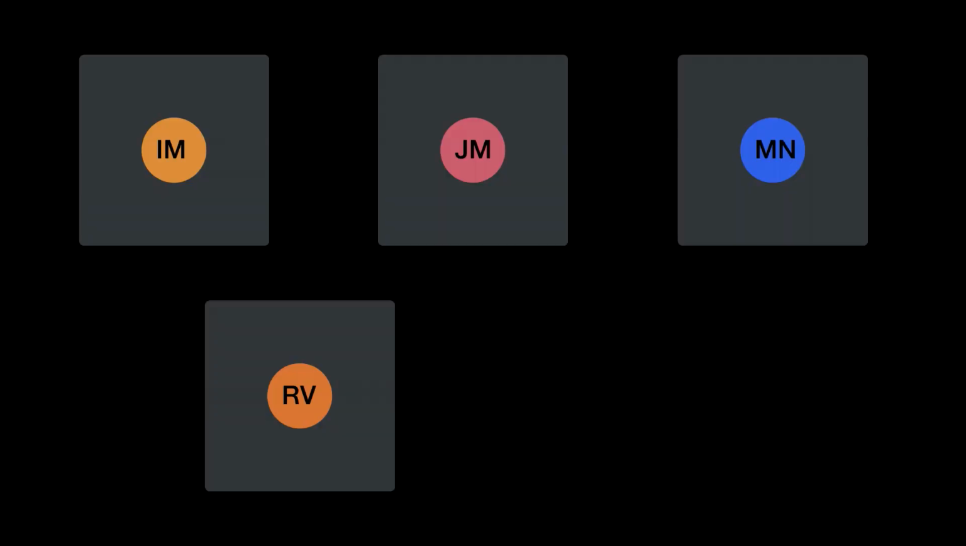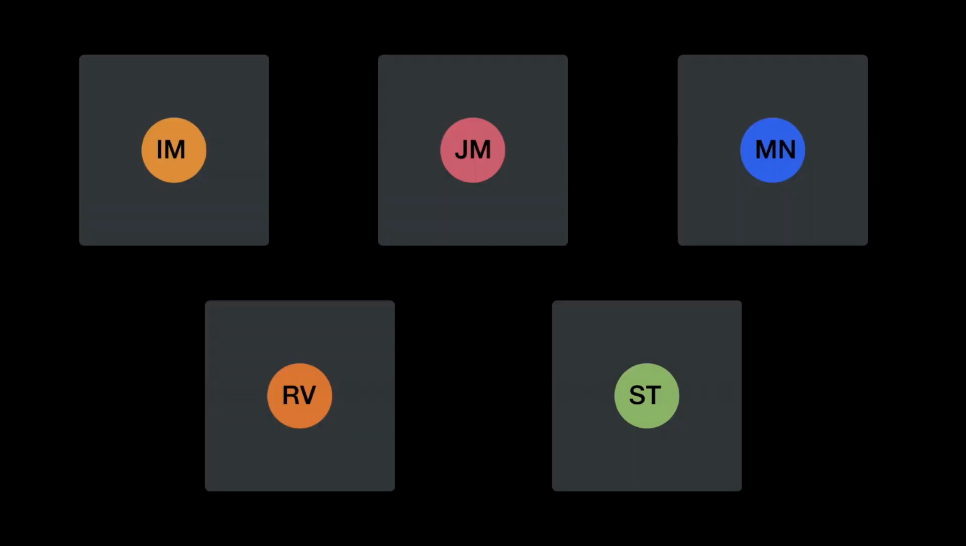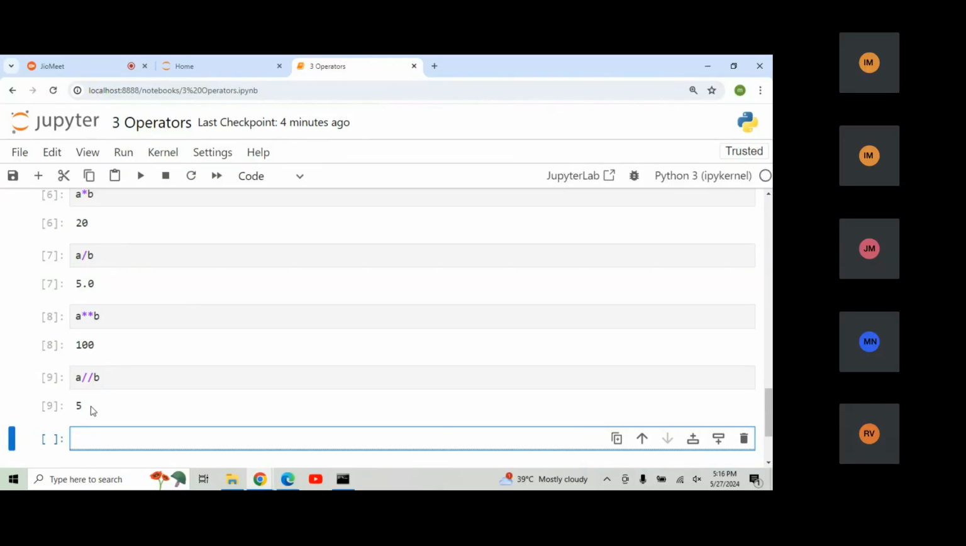Why? Because single division is used to get the value with a decimal point, and double division is used to get the value without decimal. Is it clear? Any doubt, any questions till now? Yes, sir, clear. Okay. Next thing.